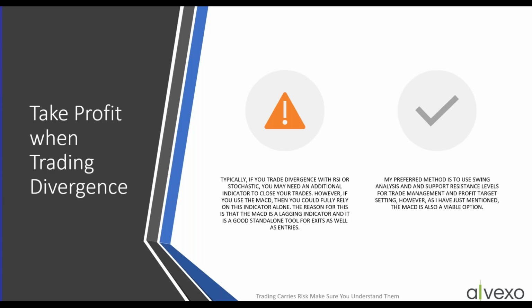Typically, if you trade divergence with RSI or stochastics, you may need an additional indicator to close your trades. However, if you use MACD, then you could fully rely on this indicator alone. The reason for this is that MACD is a lagging indicator, and it is a good standalone tool for exits as well as entries.